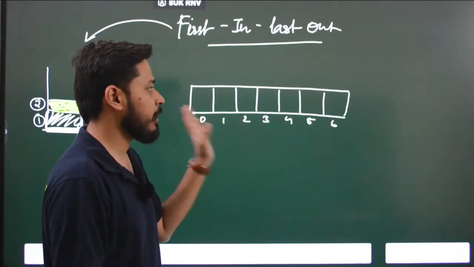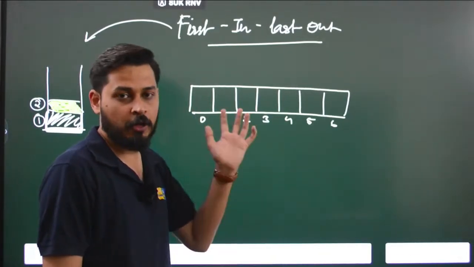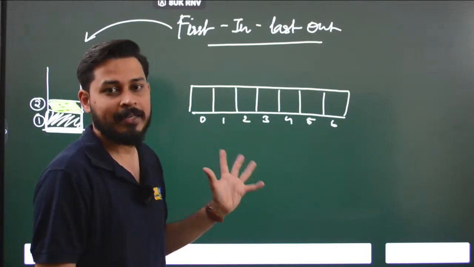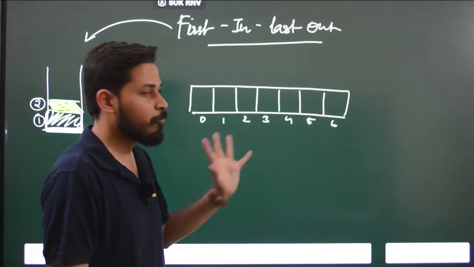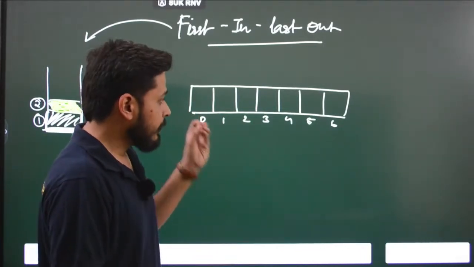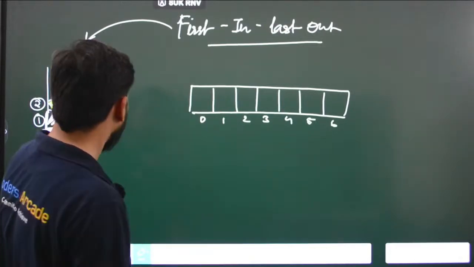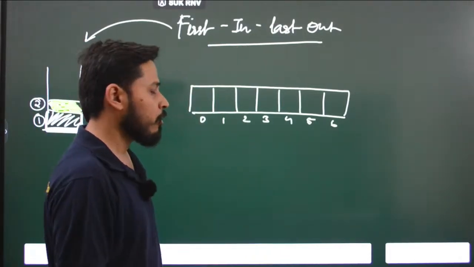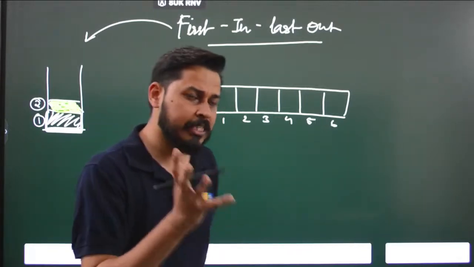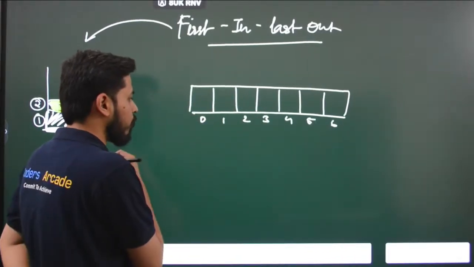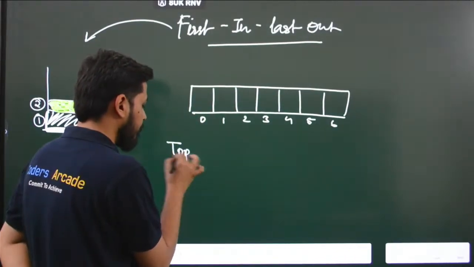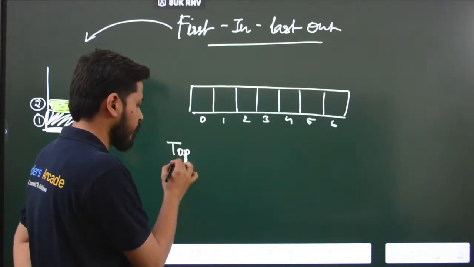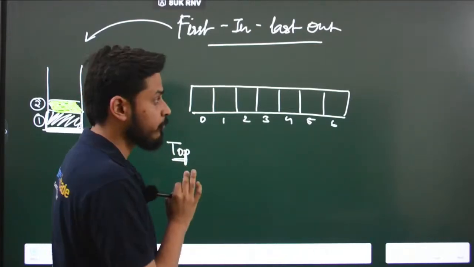I have created my array. So there we go, we have an array already created in our program. Now I want to implement this concept of first in, last out. How will we do this? Let's see. So guys, the idea goes like this: I can create a variable called top. Okay, top. Why am I taking it as top?